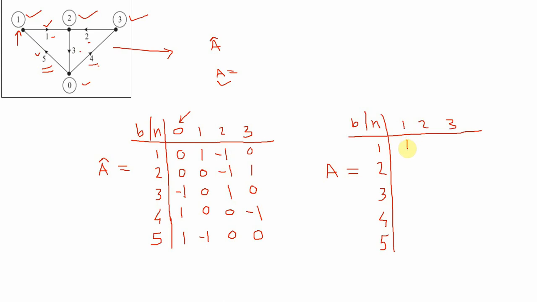So 1, 0, 0, 0, minus 1, minus 1, minus 1, 1, 0, 0, 0, 1, 0, minus 1, and 0. So this is your bus incidence matrix.